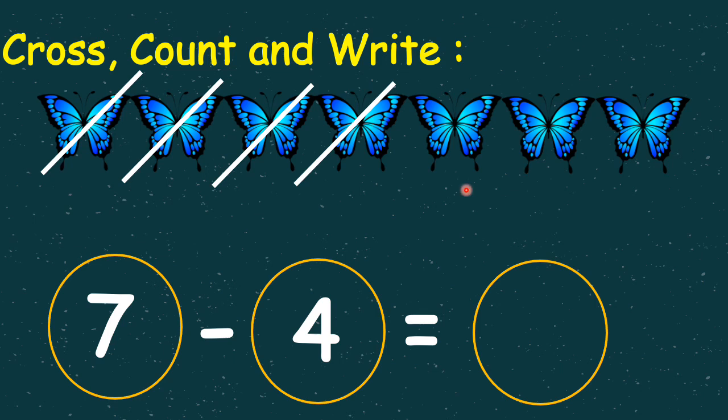Very good. Now children, how many butterflies are remaining? When you take away 4 butterflies from 7 butterflies, how many butterflies are remaining here? Shall we count? 1, 2, 3. How many butterflies? 1, 2, 3. So you need to write number 3 here. Okay? So this is subtraction for you. So you cross, count, and then write. Okay?